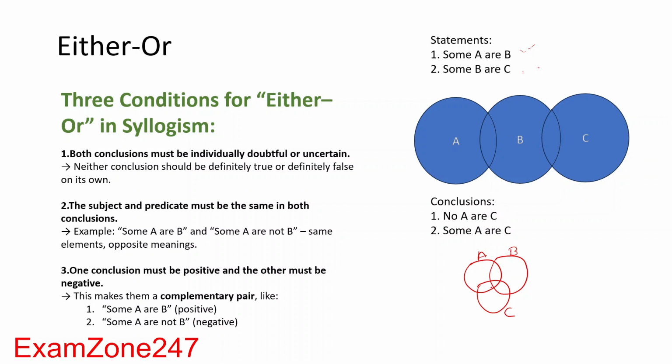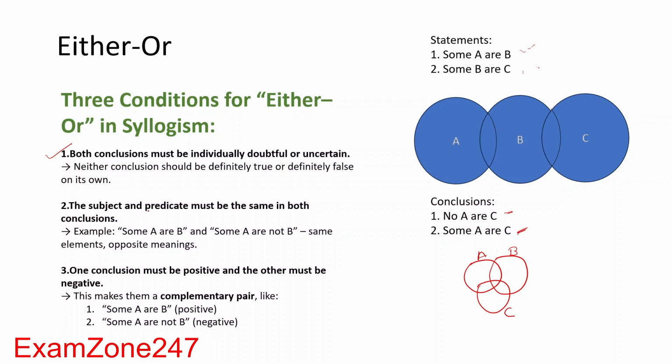So is this definitely true or certain? No, there is a doubt here. So I cannot say about this statement. What about some A are C? Here some A are C, no, it's not possible, but here some A are C, yes, it is possible. So this is also doubtful or uncertain on its own. So we can say that the first condition is satisfied. Both are uncertain. In one diagram this is true, in one diagram it is false, and vice versa.